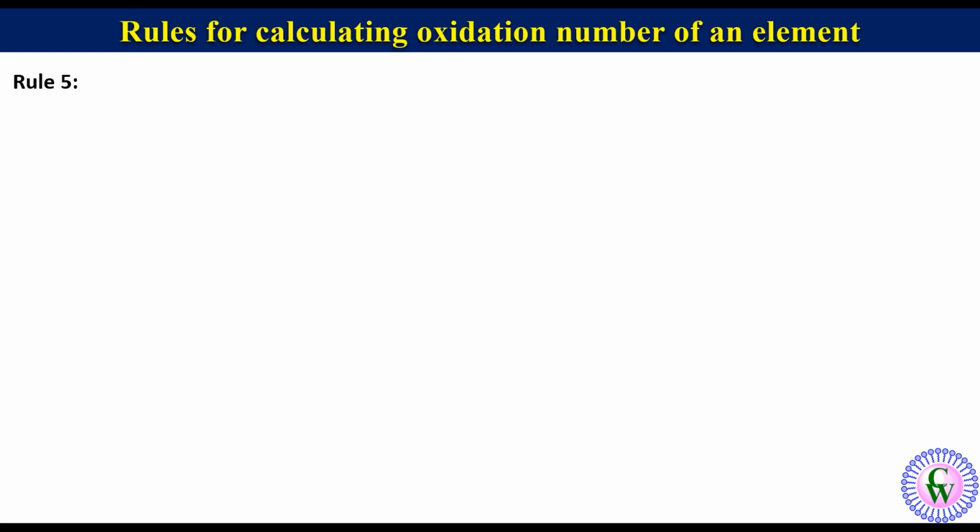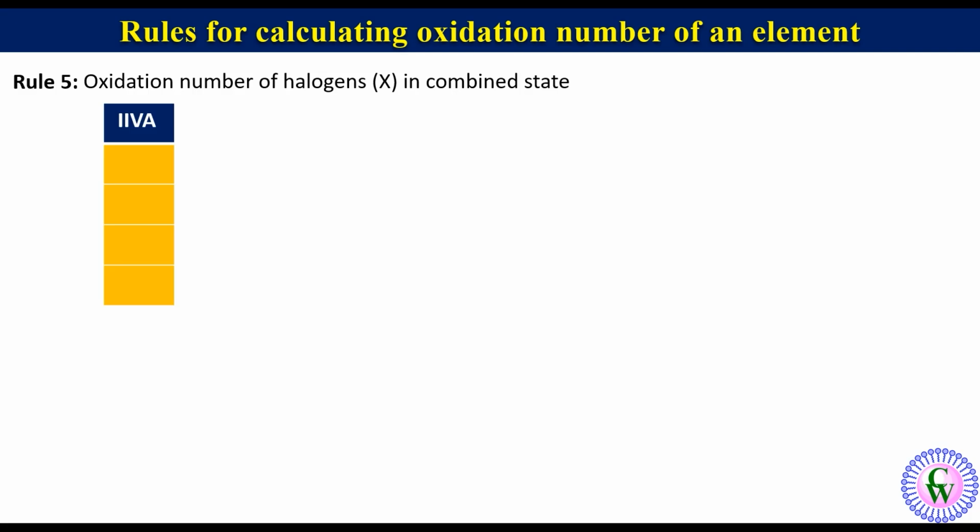Rule number 5. Oxidation number of halogens in combined state. These elements belong to 7th A group of the periodic table. These are fluorine, chlorine, bromine and iodine. These elements have 7 electrons in the valence shell. Because of that, all the halogens show -1 oxidation state.